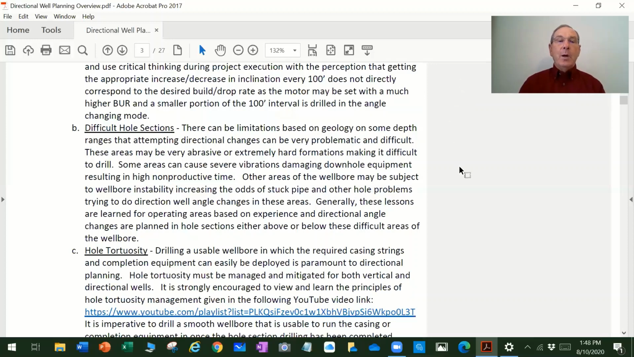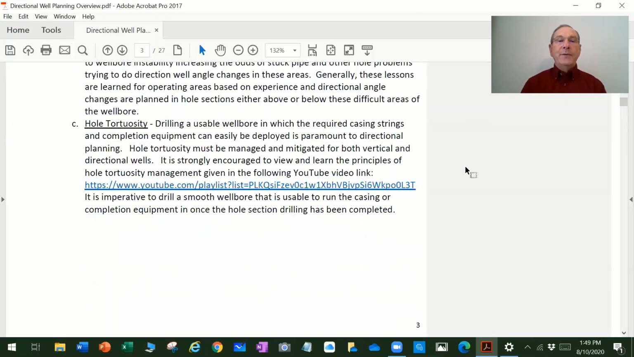And then lastly, hole tortuosity. We have to drill a usable wellbore in which the required casing or completion equipment can easily be deployed in a wellbore.